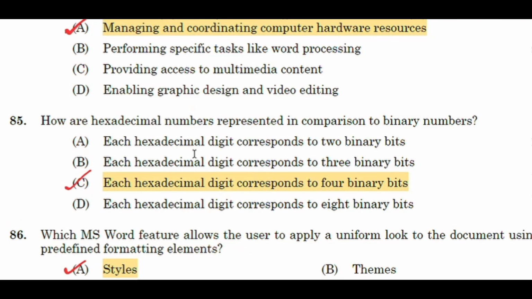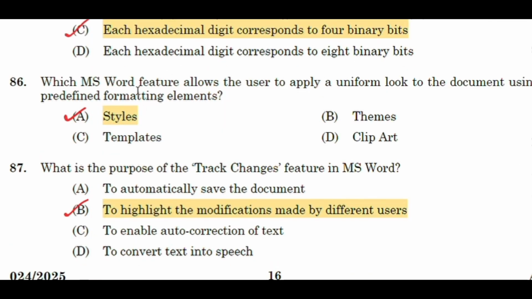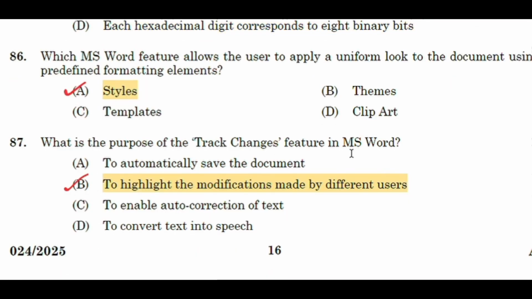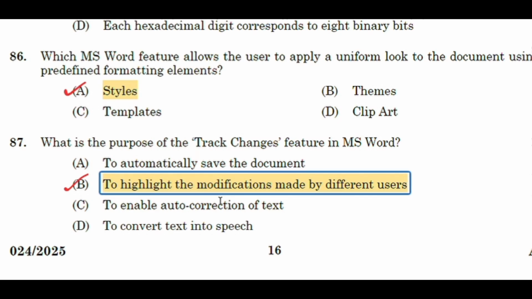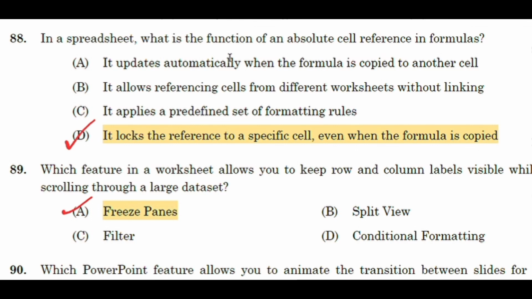How are hexadecimal numbers represented in comparison to binary numbers? Answer is option C, each hexadecimal digit corresponds to 4 binary bits. Which MS Word feature allows the user to apply a uniform look to the document using predefined formatting elements? Answer is option A, styles. What is the purpose of the track changes feature in MS Word? Answer is option B, to highlight the modifications made by different users. In a spreadsheet, what is the function of an absolute cell reference in formulas? Answer is option D, it locks the reference to a specific cell even when the formula is copied.